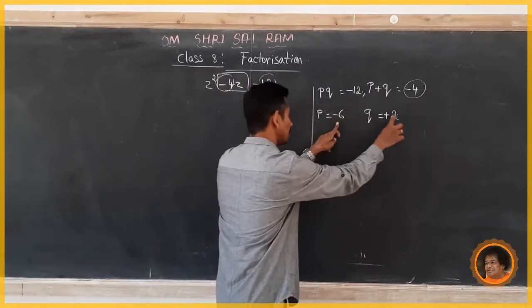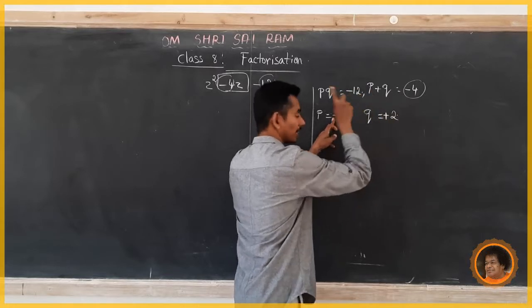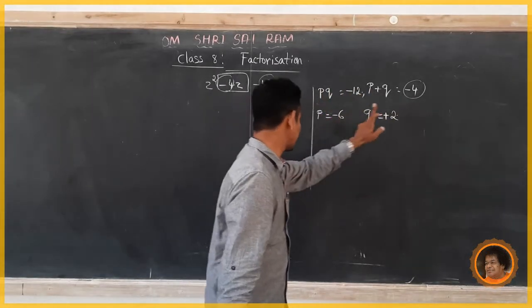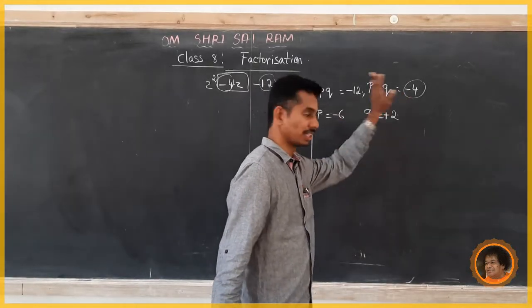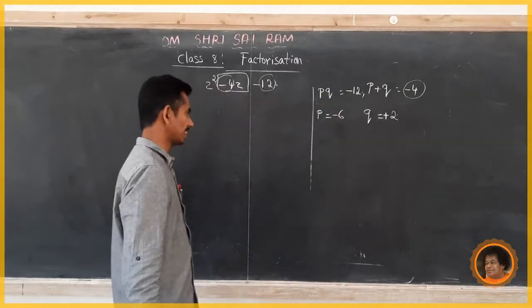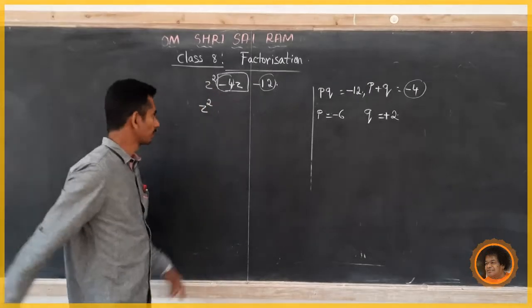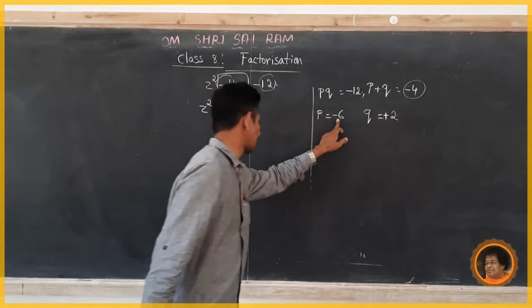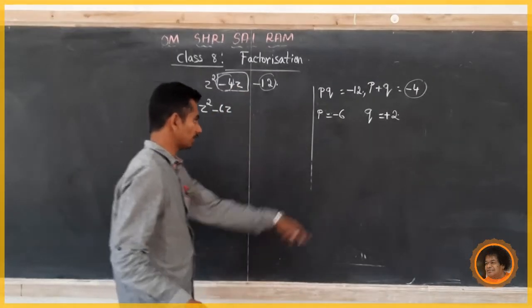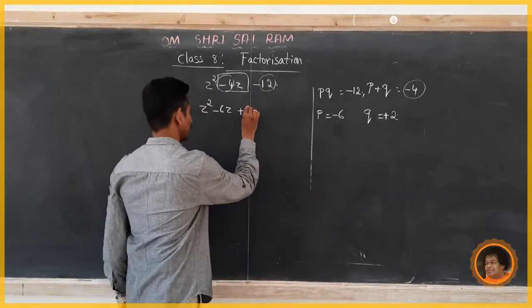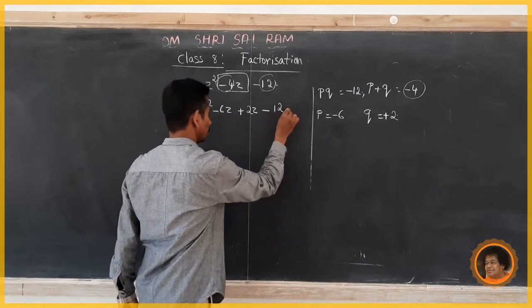Now multiply 6 into 2: minus into plus gives minus. Then minus 6 plus 2, 6 minus, here plus 2, so it is minus 4. So the required numbers are minus 6 and plus 2. Now substitute this. First write the first term as it is, z squared. Instead of the second term, write minus 6, and the variable is z, so minus 6z. Then the other number is plus 2, and the variable is z, so plus 2z, minus 2a.